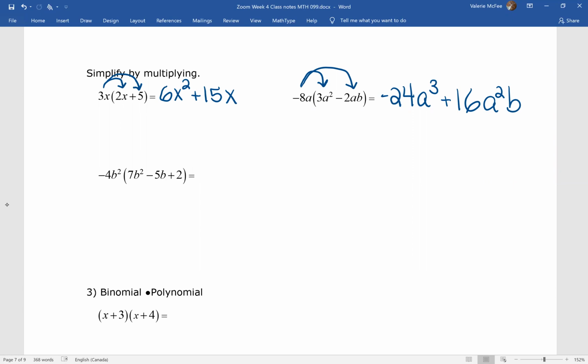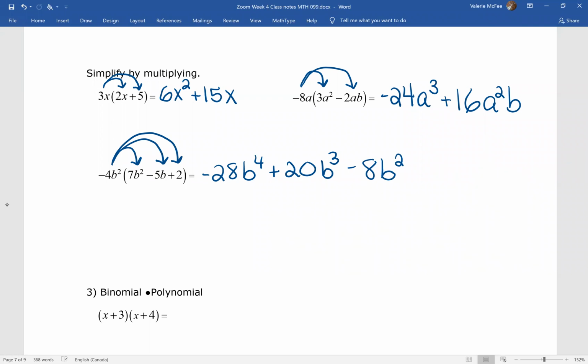I find that sometimes people forget to multiply all the way through, and so using the arrows is helpful, especially when you're learning. -4 times -5 will be positive. When we open the brackets, we multiply every term by the monomial outside the brackets.